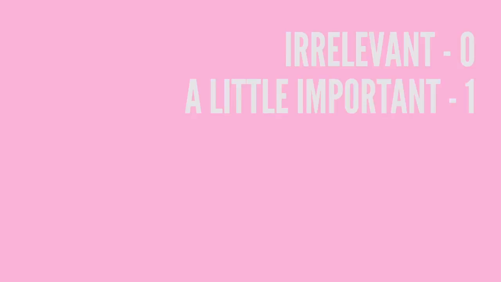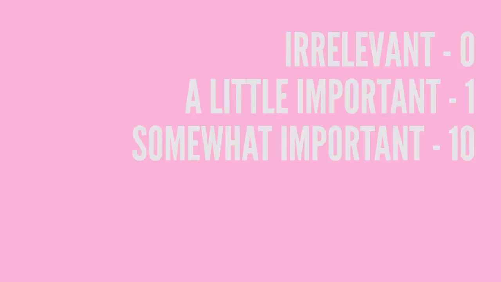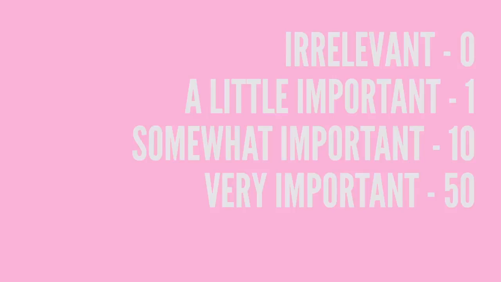Molly and Kate's match percentage is calculated through questions they've both answered. We're going to call the set of common questions N. Since it's a computer calculating their match percentage, we need to assign numerical values to the relevance of the question. It was decided that irrelevant was worth 0, a little important was worth 1, somewhat important was worth 10, very important was worth 50, and mandatory was worth 250.